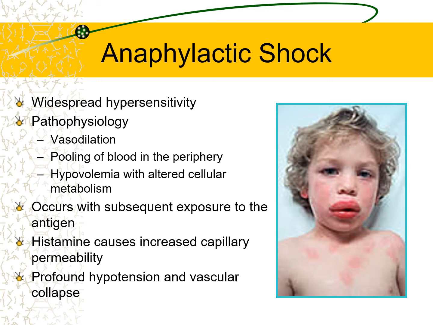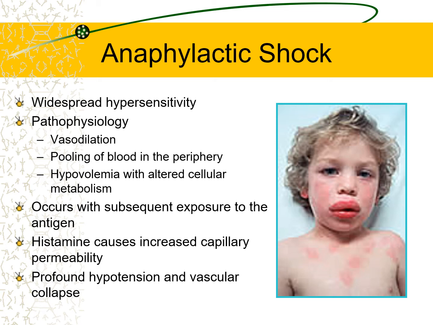The pathophysiology we've discussed before, that widespread vasodilation. So we have the pooling of the blood, and although we have a limited volume of blood, when we have massive widespread vasodilation, we have more of the blood out in the periphery than is returning to the right side of the heart. We have this relative hypovolemia, and we have altered cellular metabolism.